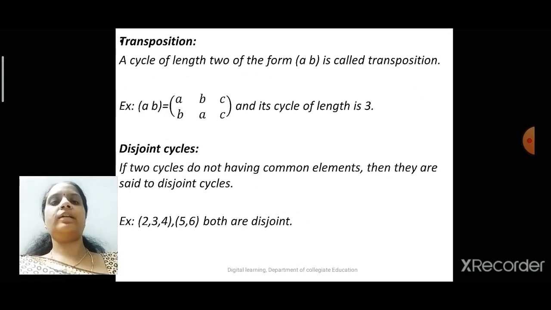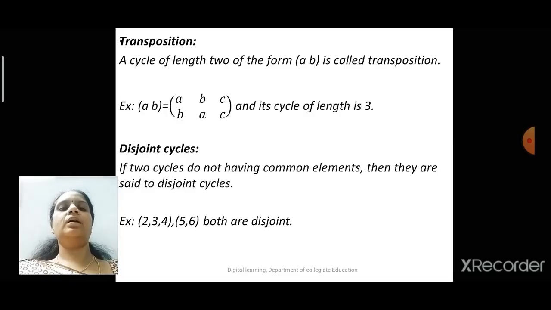Next is about the transposition. A cycle of length 2 of the form (a b) is called a transposition. For example, (a b c) is written as a cycle of length 3.